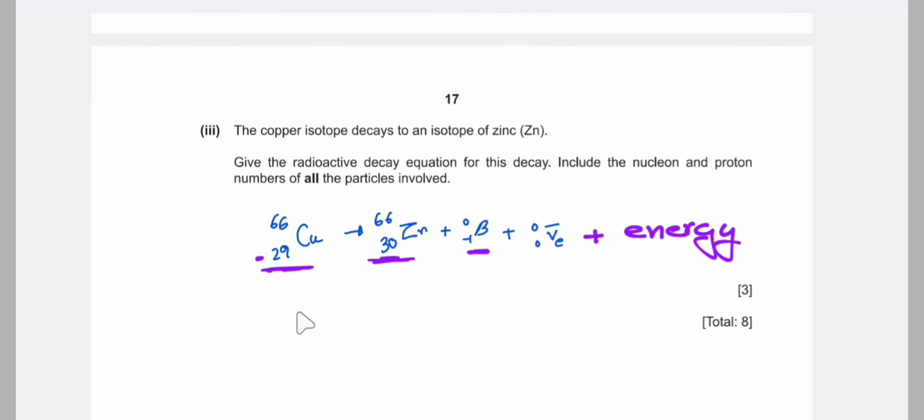Here a neutron changes to a proton, and since the nucleon number is protons plus neutrons, and one neutron becomes one proton, we can see that the proton number has increased. The sum of the neutrons and protons is the same. So the numbers are 66 and 30. So this is the overall equation.